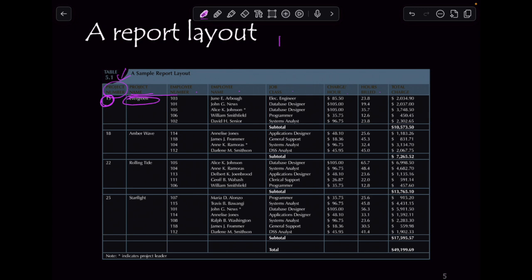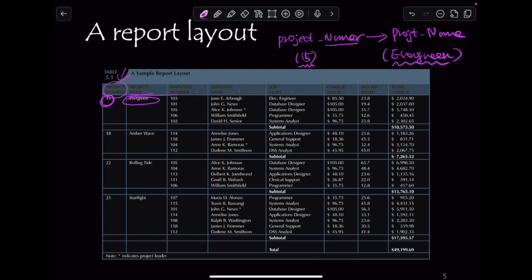So here, if I give you project number, for example 15, since I can determine the name as Evergreen, therefore this project number determines the project name. So here on the right side, you can say project number and project name. You can say the project number attribute determines the project name attribute, or you can say there is a functional dependency from project number to project name.